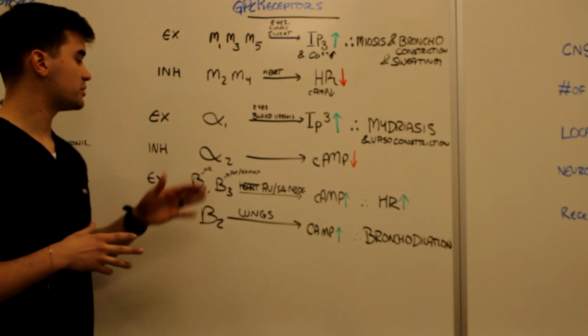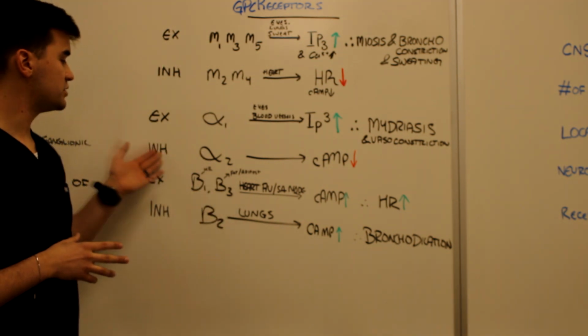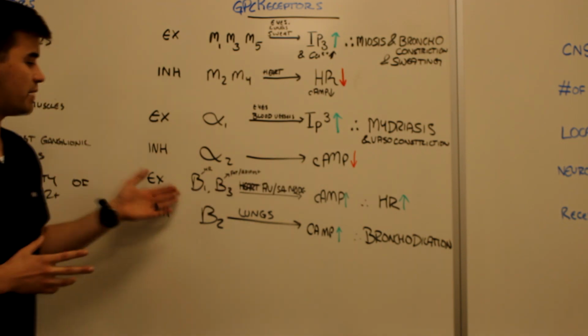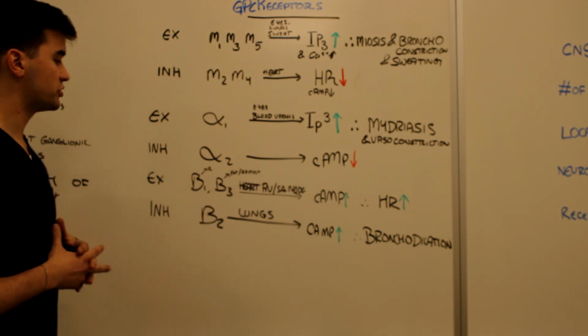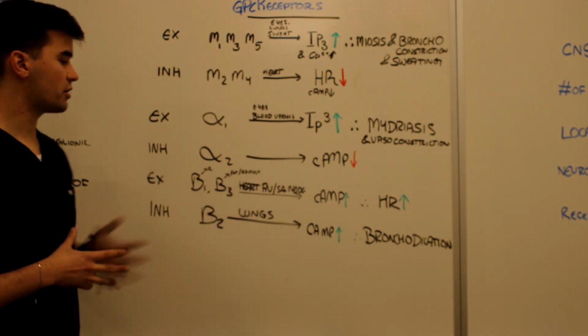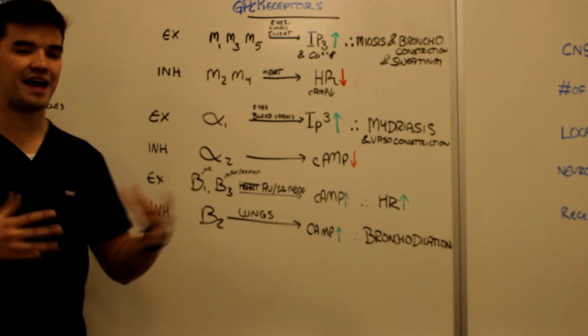Another adrenergic receptor is alpha-2. It's inhibitory and decreases cAMP. Beta-1 and beta-3 are adrenergic receptors. Beta-1 deals with heart rate, and beta-3 deals with fat and adipose tissue.